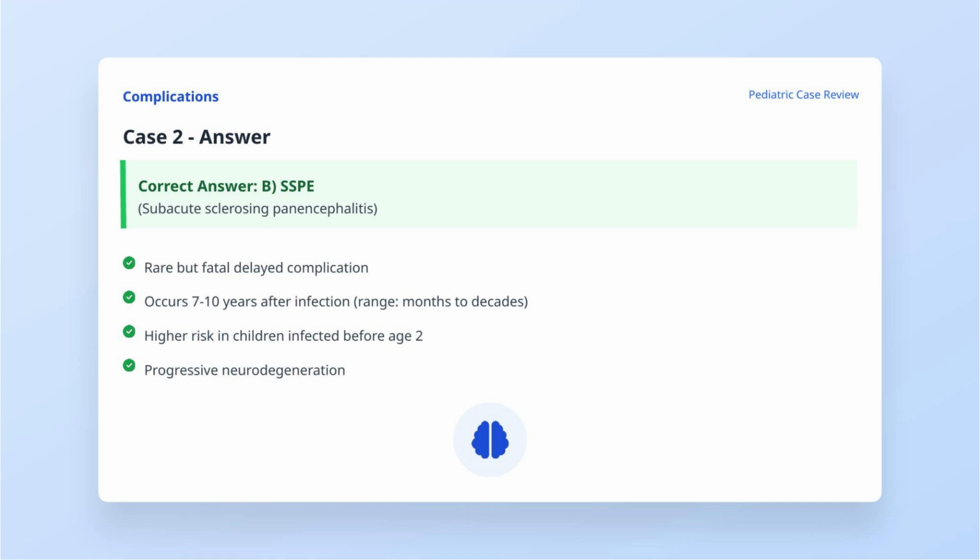Subacute sclerosing panencephalitis, or SSPE. This is a rare but fatal delayed complication of measles caused by persistent infection of the central nervous system. SSPE typically manifests 7 to 10 years after the initial measles infection, though the range can be from months to decades. Children infected before age 2 have a higher risk. The disease causes progressive neurodegeneration with cognitive decline, myoclonus, ataxia, and eventually coma and death. SSPE highlights the importance of preventing measles through vaccination.